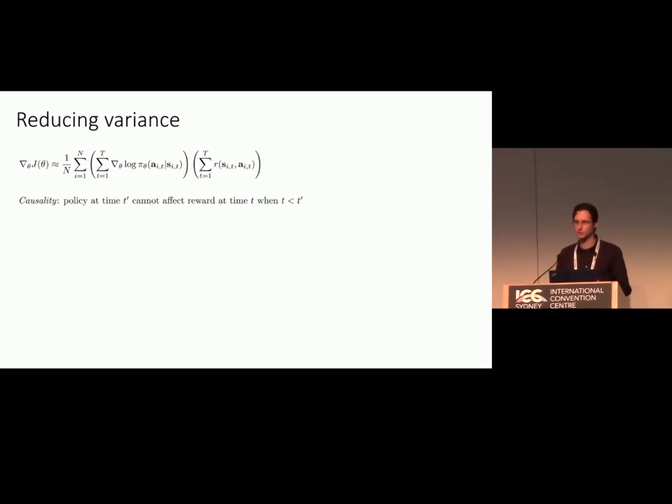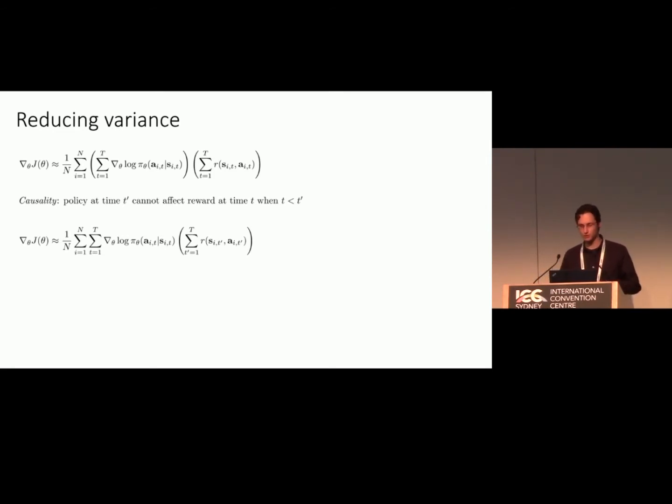We can exploit this to write down a lower variance version of the policy gradient. Here, I haven't changed the gradient at all yet. All I've done is take the sum around the log pi, and distribute the rewards inside that sum. So now you have a sum over t from 1 to T of grad log pi times the sum over t' from 1 to T of the rewards. It's the same exact estimator. I've just distributed the sums inside.